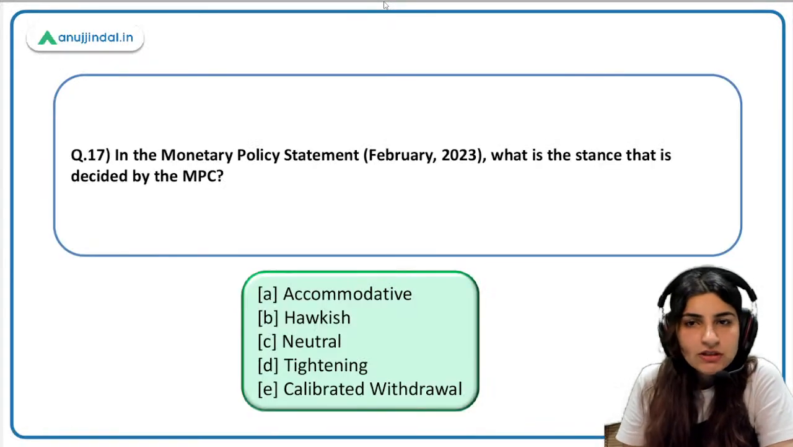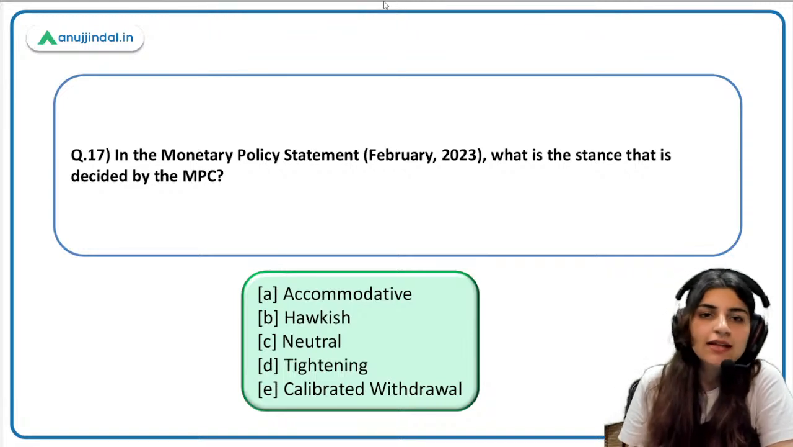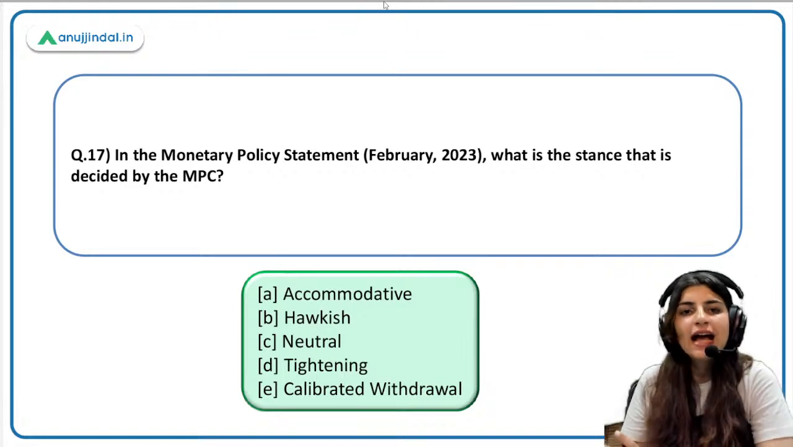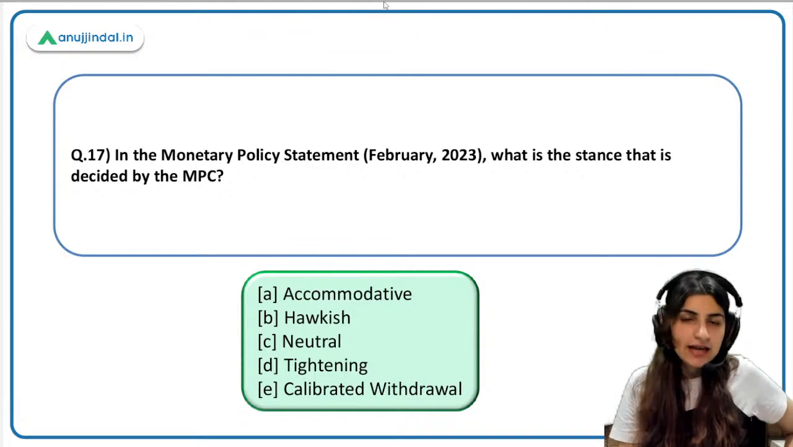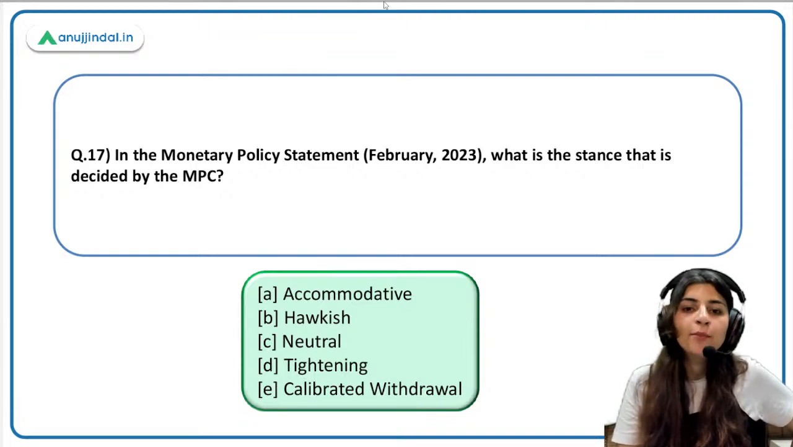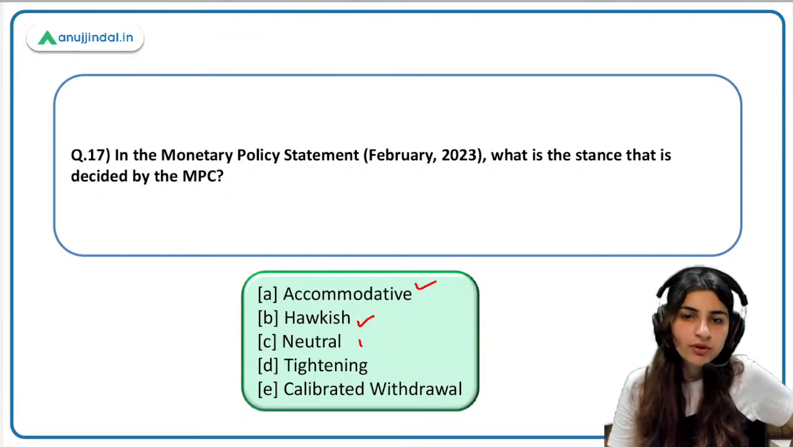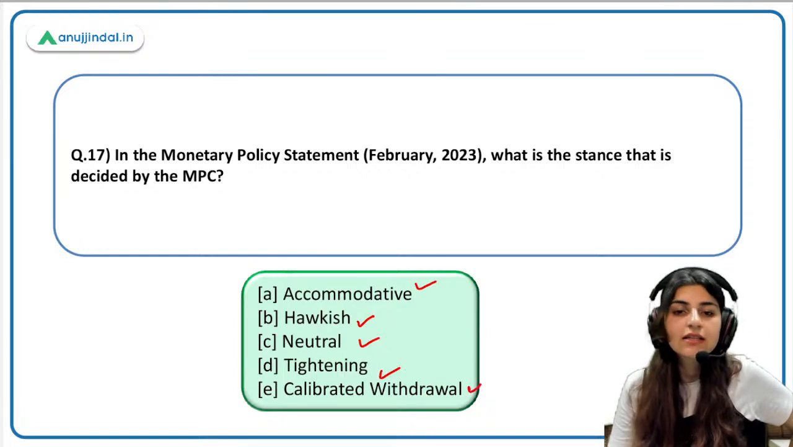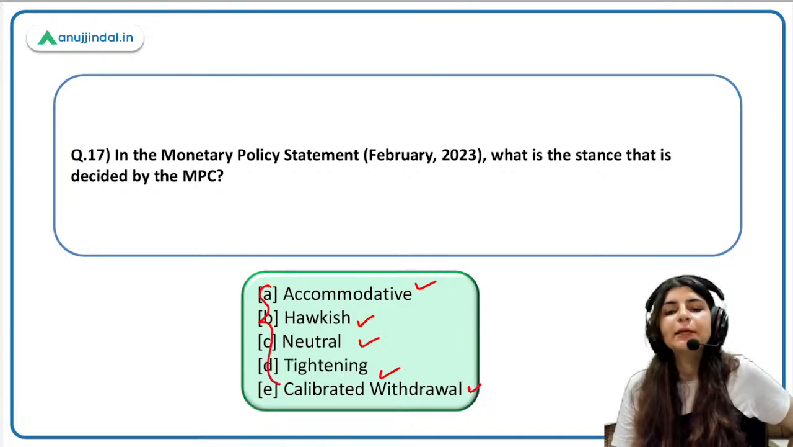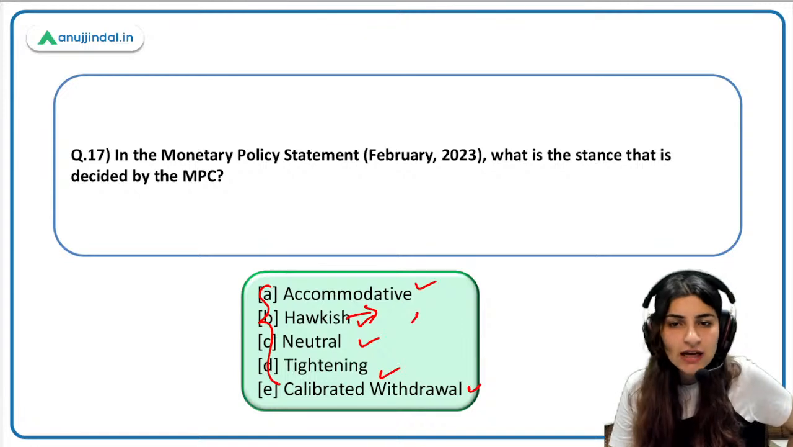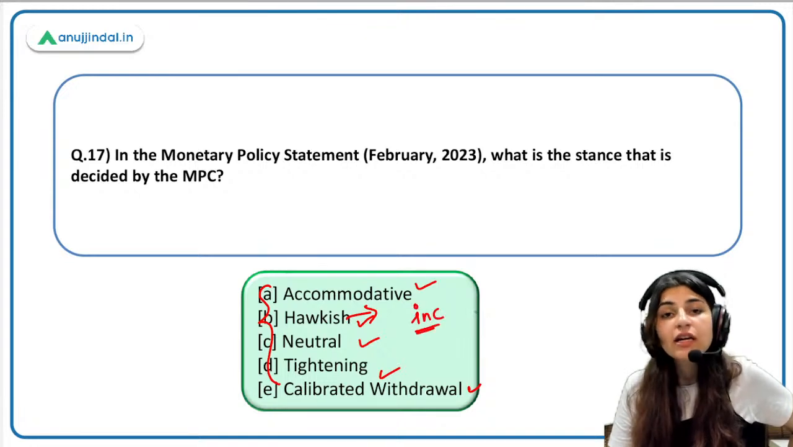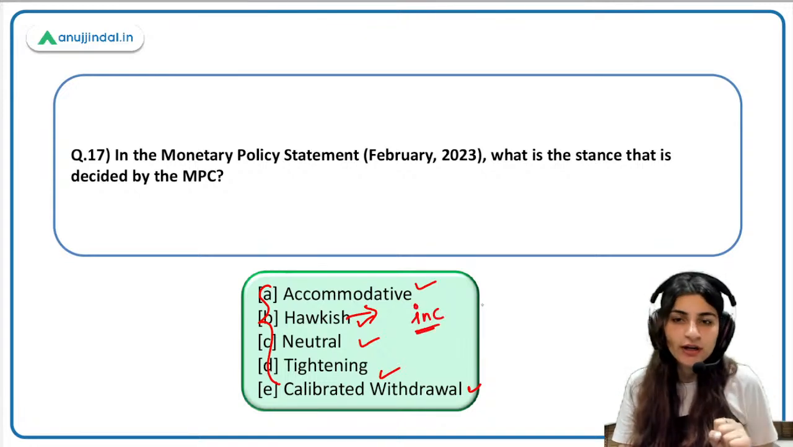In the monetary policy statement, what is the stance that is decided by the MPC? There are a lot of stances that a monetary policy committee takes in the monetary policy statement: accommodative, hawkish, neutral, tightening, calibrated withdrawal. These are all the stances that a monetary policy statement can make. In hawkish, there is a very large rate increase. So there is a huge increase or hike in the repo rate, for example, 100 basis points, 200 basis points.